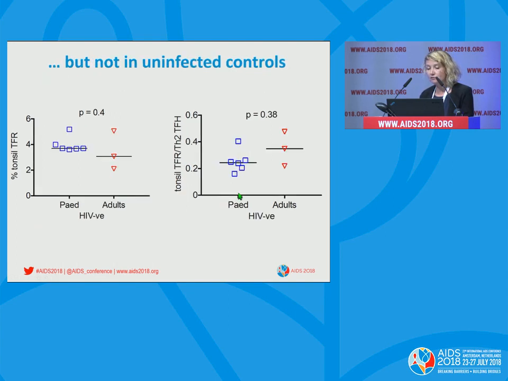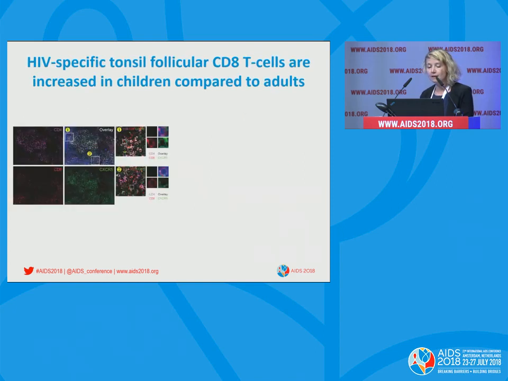And this effect seems to be HIV specific because we didn't observe it in our uninfected control groups. Lastly, we also looked for CD8 T cells expressing the follicular homing factor CXCR5. And you can see that in the tissue, we were able to identify these cells that co-expressed CD8 in red and CXCR5 in green, and they were also located in the T cell zones of the follicular area.